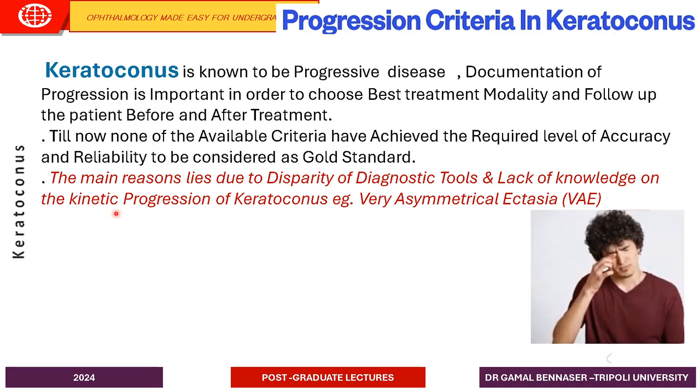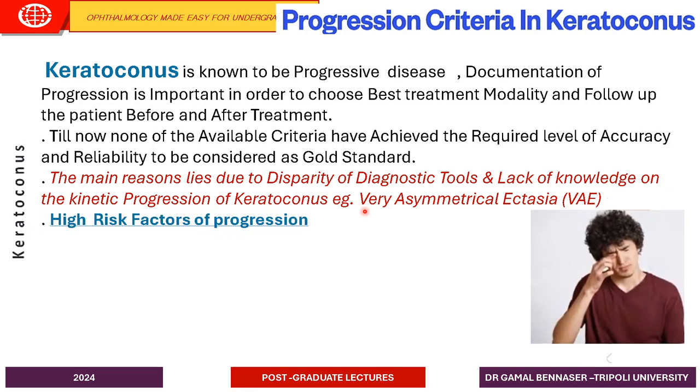Another thing is the presence of what is known as very asymmetric ectasia, which creates confusion between doctors in documenting the progression, because sometimes you find a patient with unilateral ectasia and the other eye completely normal, and these people need not progress to clinical keratoconus. They might stay a long time without any evidence of progression unless they undergo laser vision correction or other surgical interventions. So the lack of knowledge of the kinetic progression of keratoconus, or the trigger factor for the progression, is another important obstacle facing doctors in determining exactly who will progress to keratoconus and who will remain stationary.